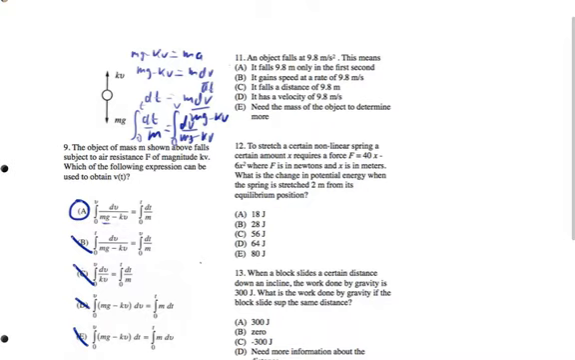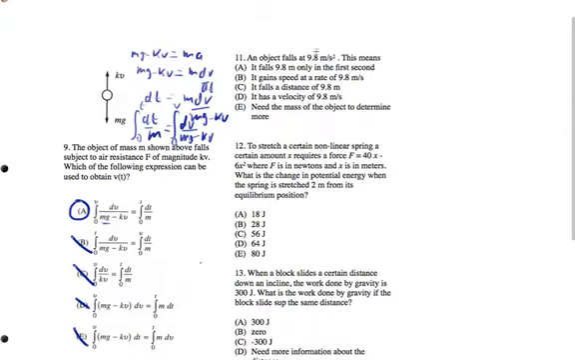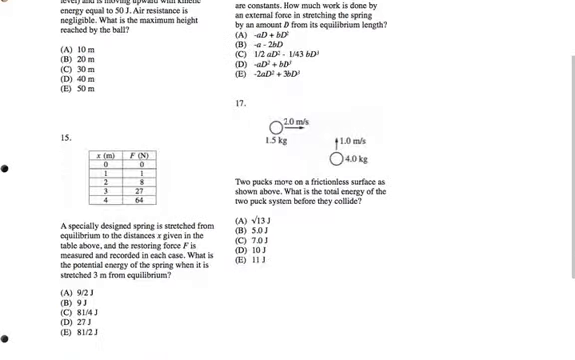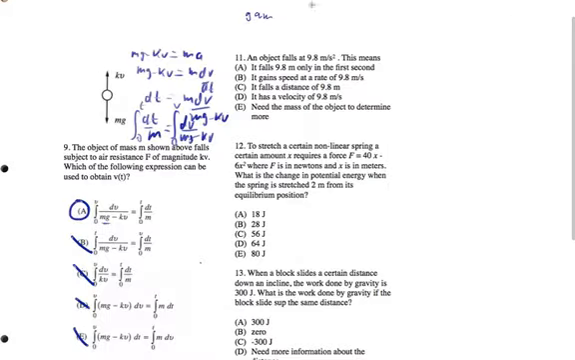All right, let's take a look at number 11. So an object falls at 9.8 meters per second. What does this mean? Well, it means a couple things. It means we're gaining speed. We are gaining.